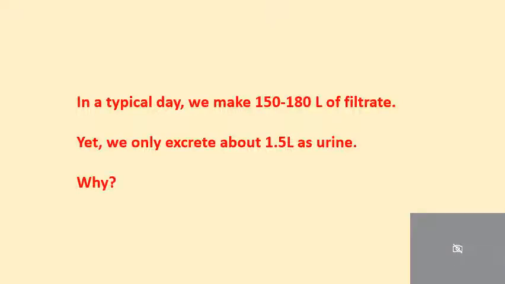So in a typical day, we make between 150 and 180 liters of filtrate, so that's over 24 hours. But in a typical day, we only excrete about 1.5 liters of urine. So we make all that filtrate, but only a little bit of urine. Why?